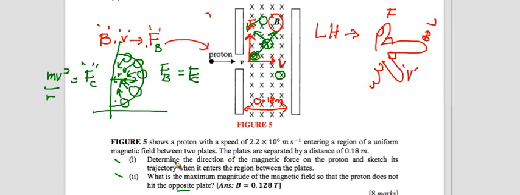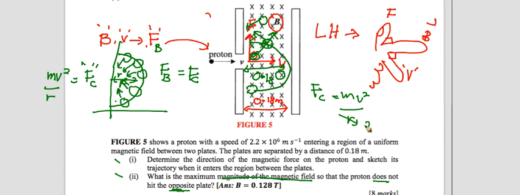Number 2, what is the maximum magnitude of magnetic field so that the proton does not hit the opposite plate? So first, when it enters the region, this is the direction. To find the maximum magnitude of magnetic field so that the proton does not hit the opposite plate, the force F_c is equal to mv squared divided by r here. The radius here is 0.18, so the proton does not hit the opposite plate.